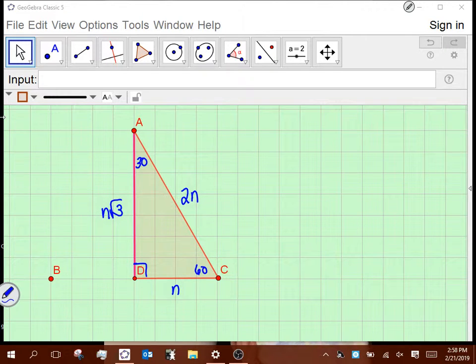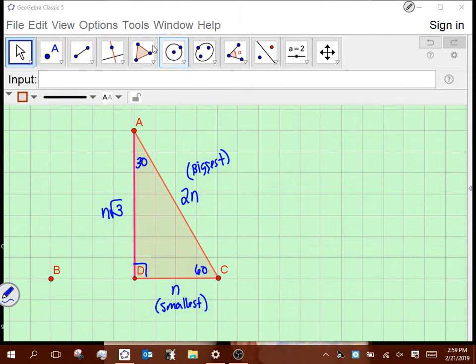Okay. I want you to tell me which one of those is the biggest. 2n, always. I want you to tell me which one's the smallest. Okay? Because if n was 1, this would be 1, and this would be radical 3, right? Radical 3 is approximately 1.7. So this one's a little bit bigger. Does it make sense matched up on the angles that across from 30 is always the smallest side? Across from 90 is always the biggest, and across from 60 is always your middle one, right?